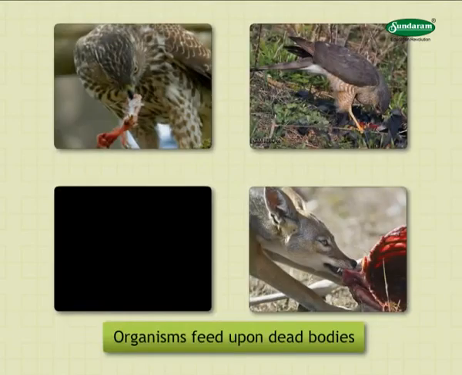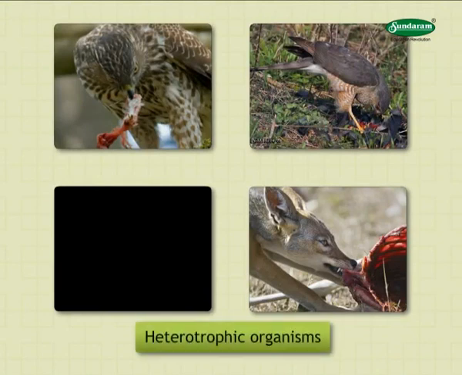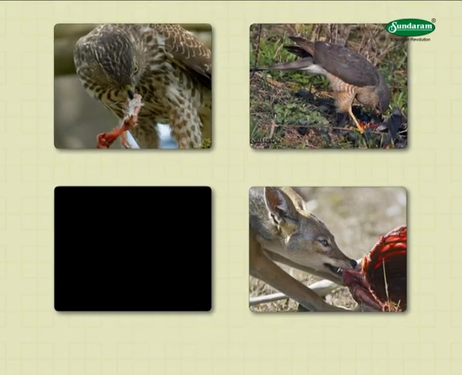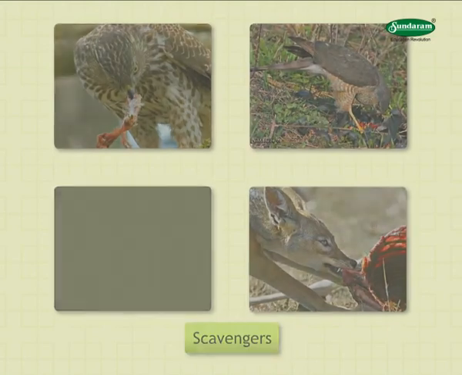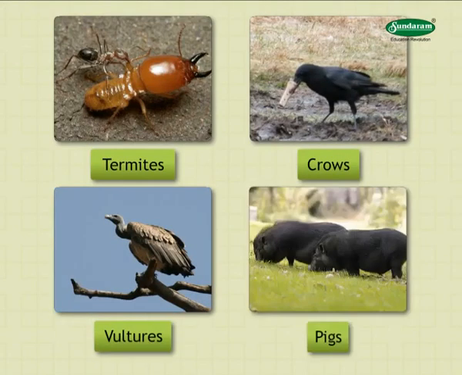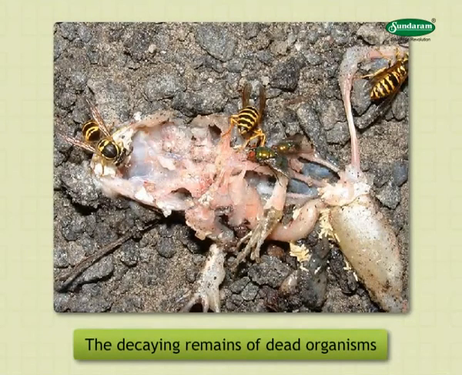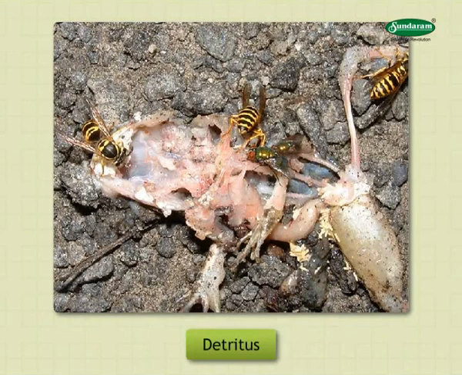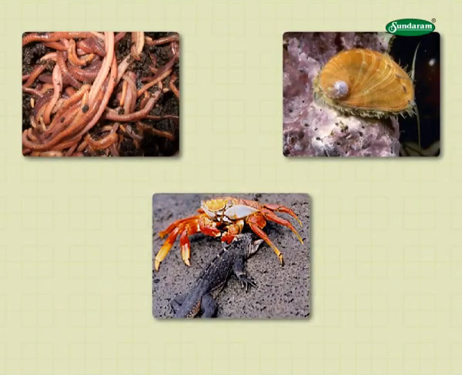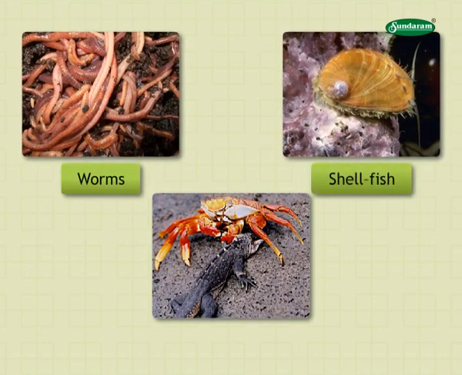Detritivores. Some organisms feed upon dead bodies of autotrophic or heterotrophic organisms. They are called detritivores or scavengers. For example, termites, crows, vultures, and pigs. The decaying remains of dead organisms are called detritus. Common detritus eaters include a number of worms, shellfish, mollusks, and crabs.